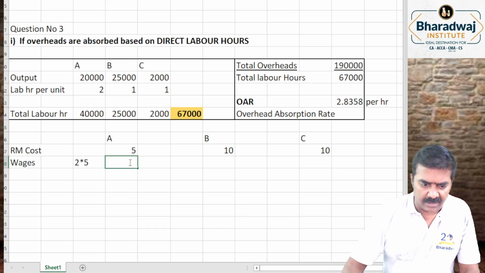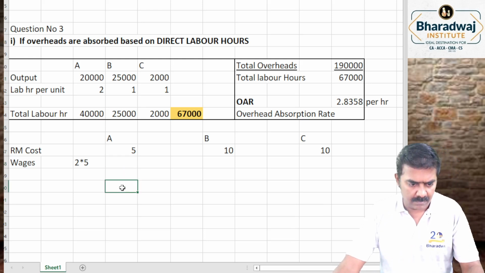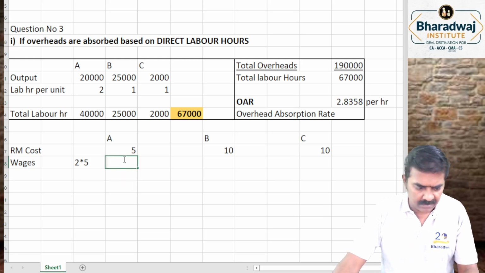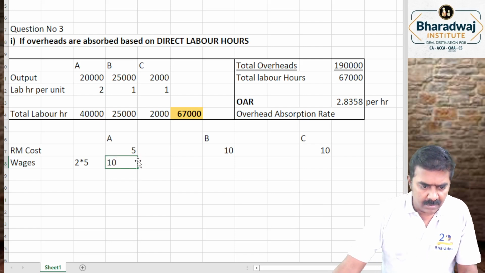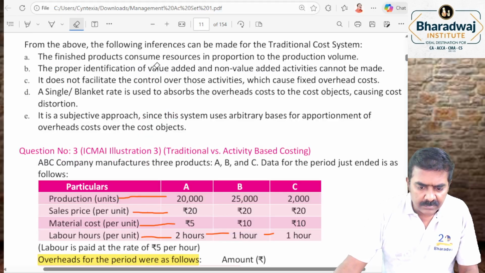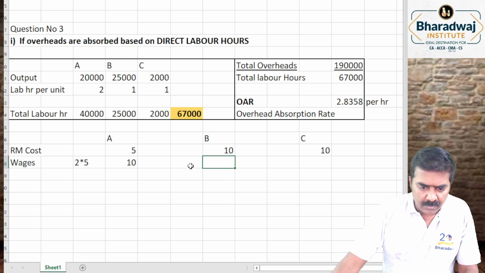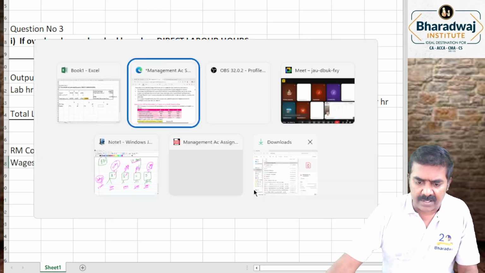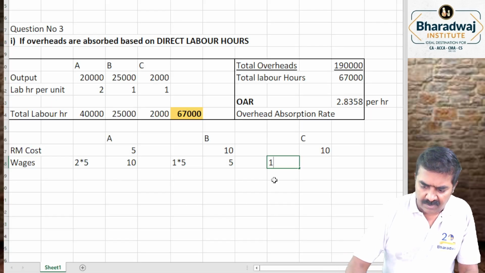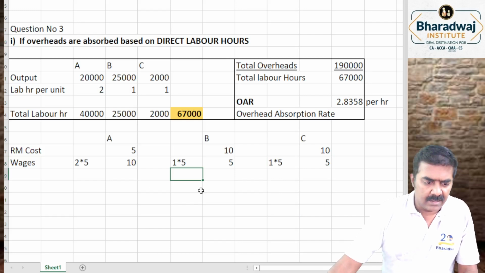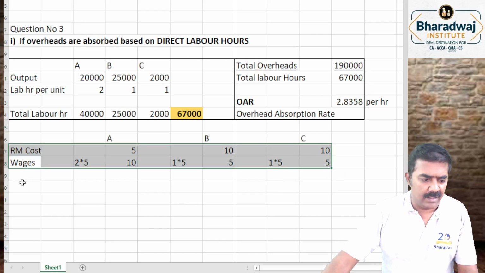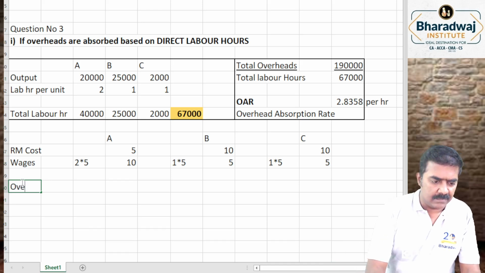How many hours of labor for the other one? 1 hour into 5, 5. See, how many hours? 1 hour into 5, 5. Any doubt in wages? Then on what basis will overheads be charged?